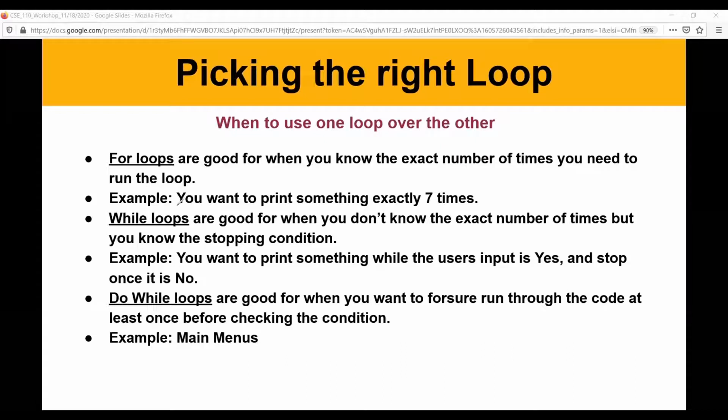An example for a for loop is when you want to print something exactly 7 times. A for loop is typically better in that situation because then you have your i variable, and you do i plus plus, 7 times. While i is less than 7, do this. So that's when a for loop is better. An example for a while loop is when you want to print something while the user input is yes and stop once it's no. In that case, we're not really caring how many times they type yes. We only care about when they type no. So we're not really counting. We're just looking for a certain condition.